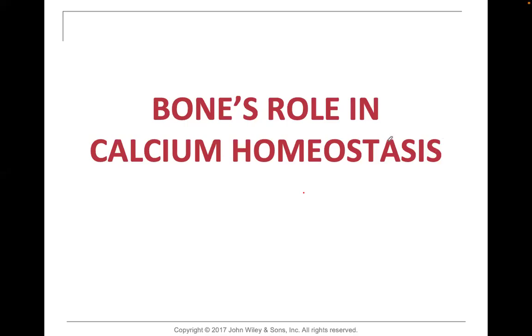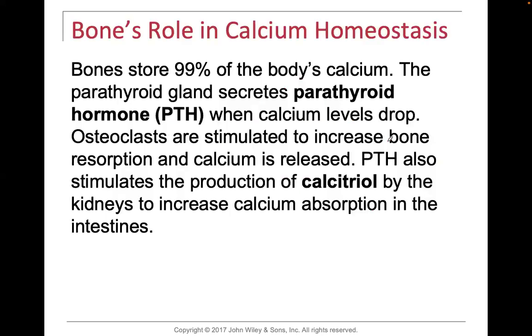Let's take a look at the bone's role in calcium homeostasis. So, the bones store about 99% of the body's calcium, and the parathyroid gland secretes PTH, or parathyroid hormone, when serum calcium levels drop. Osteoclasts are stimulated to increase bone reabsorption, and what happens is calcium levels will go up. So that's the function of PTH, is to increase serum calcium levels.